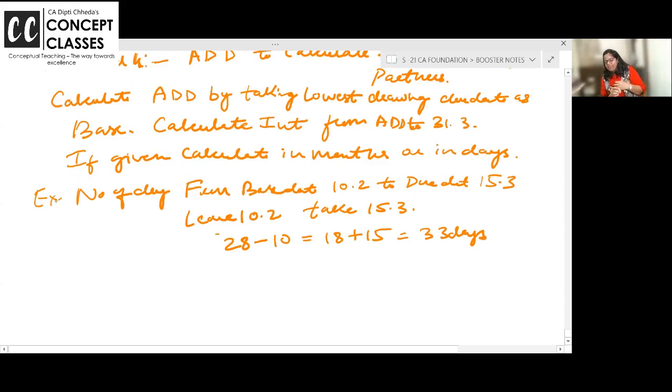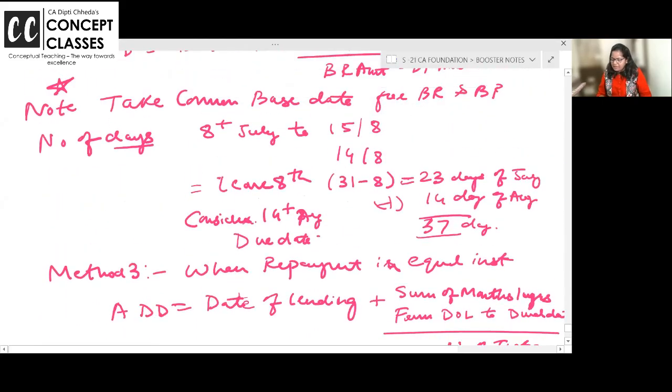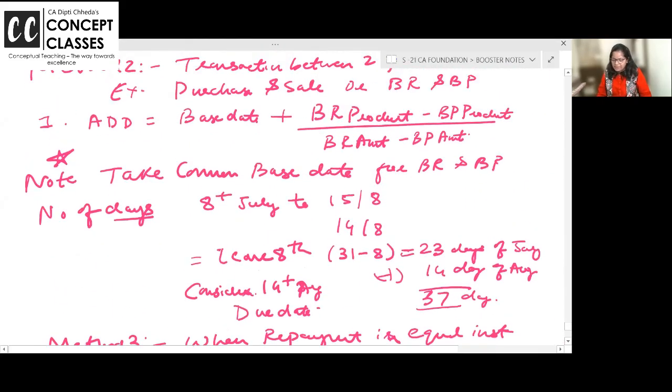If you want more, I can give you. From the base date till the due date, take the due date, leave the base date. Any more formulas required? Number of days, product. Very important. For that third method, I don't remember, have we written? Take the common base date. Yes, I have it written: take common base date for bills receivable, bills payable, for purchase and sale. If you feel you have to check any of these points, add the extra points.